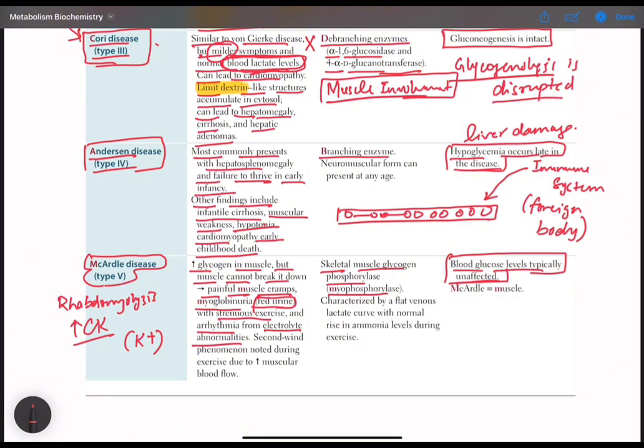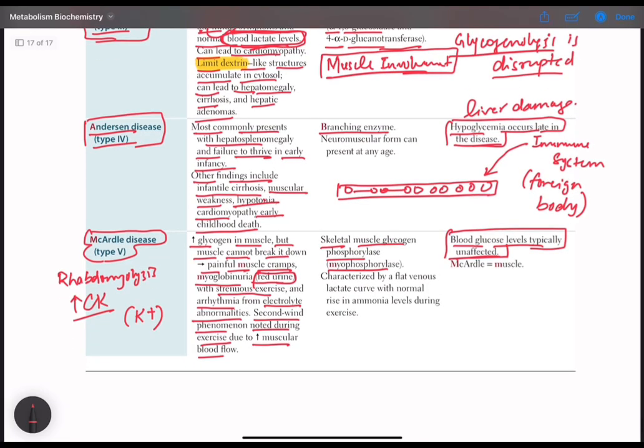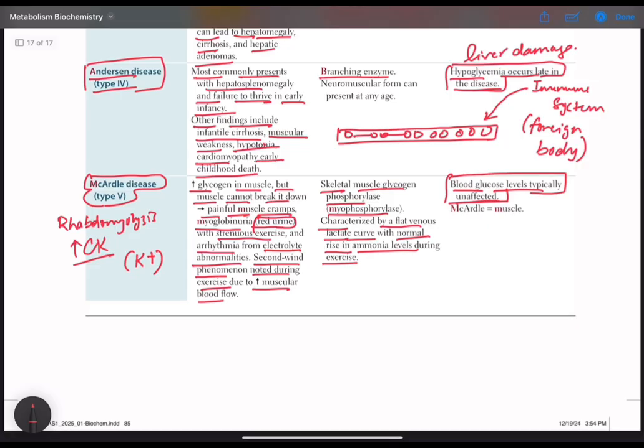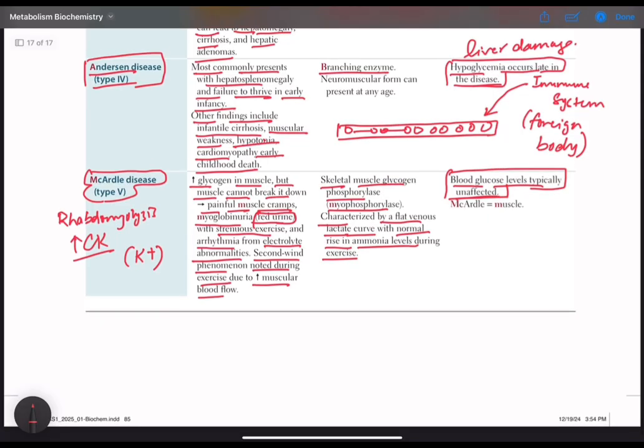These patients experience the second wind phenomenon noted during exercise due to increased muscular blood flow. And this disease is characterized by a flat venous lactate curve with a normal rise in ammonia levels during exercise. So the key features of McArdle disease are the second wind phenomenon and flat venous lactate curve.